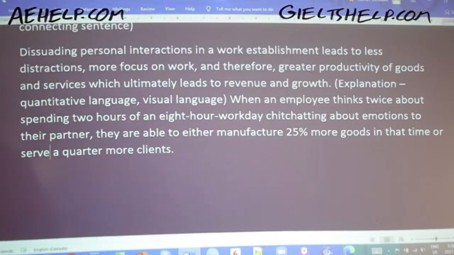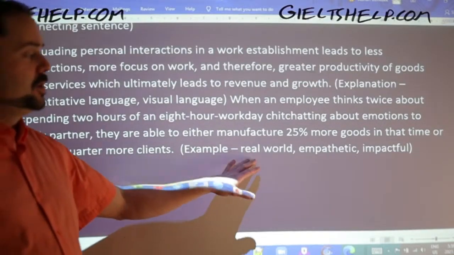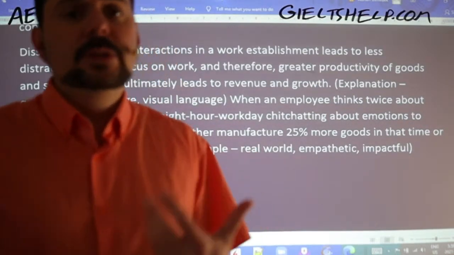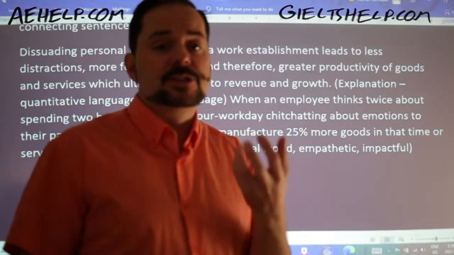All right. So, now we want the example. All right? And examples should be real world. They should be empathetic. And they should be impactful. Okay, so ideally, your examples are something that a person can truly see. It's something that the reader can think, oh yeah, I could really get that, and I've actually seen that, or I've experienced that.